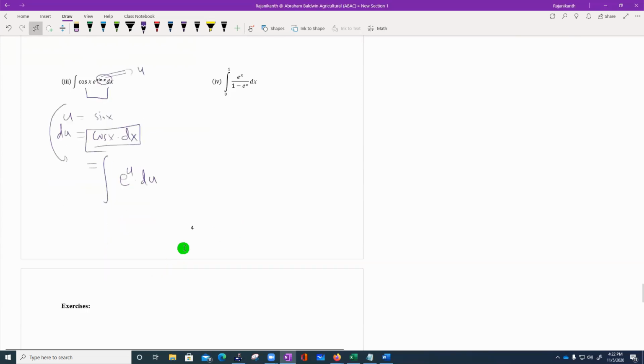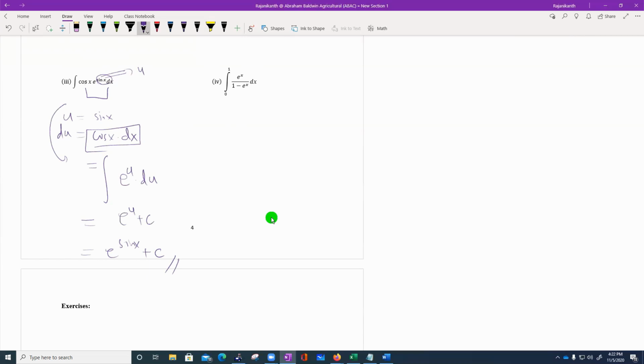Okay, now it is very simple. The antiderivative of e to the u is e to the u plus constant. But my u was sine x, so it is e to the sine x plus constant. Very easy application of u substitution here.